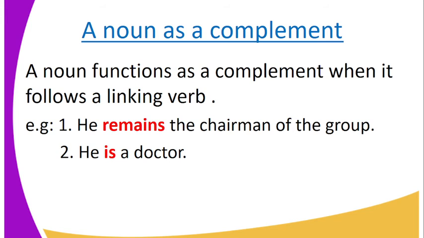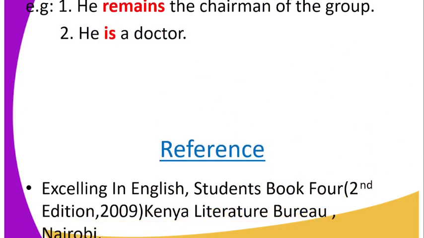For example, let's have example number 2. He's a doctor. When you say he's a doctor, we have our subject as he, we have our verb as is, then we have a doctor. A doctor is complementing he. So it is our complement.